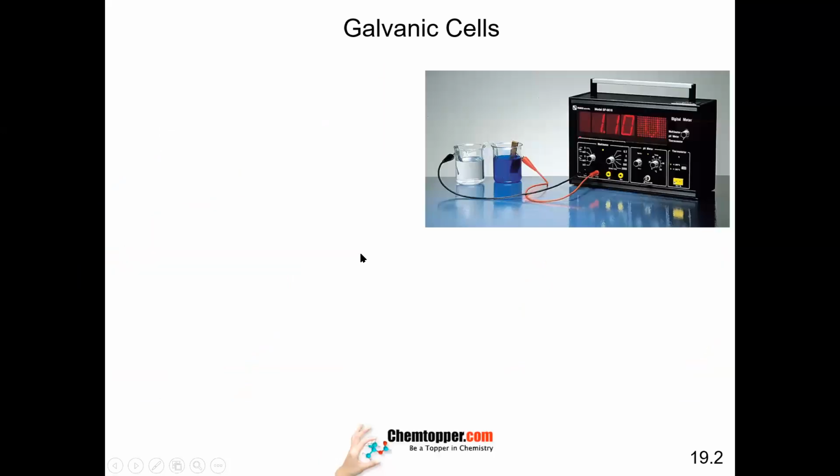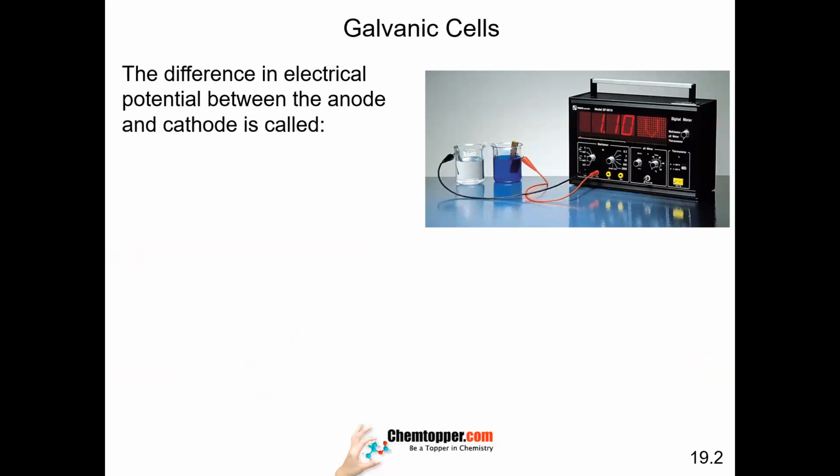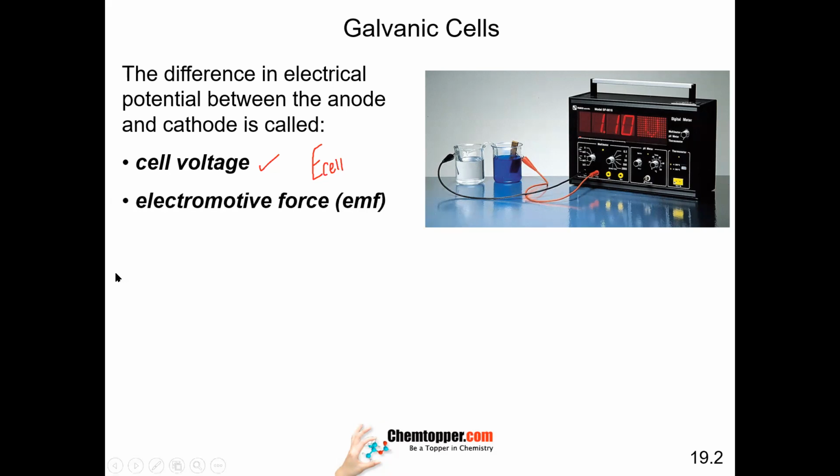These are important points. This is a galvanic cell. The difference in electrical potential between the anode and cathode is called the cell voltage, E cell. You remember I was using E cell from the start and said I'll explain it later on. It's called the cell voltage. More difference in potential, more electricity generated, right? Or EMF. These are different names: cell voltage, cell potential, E cell.